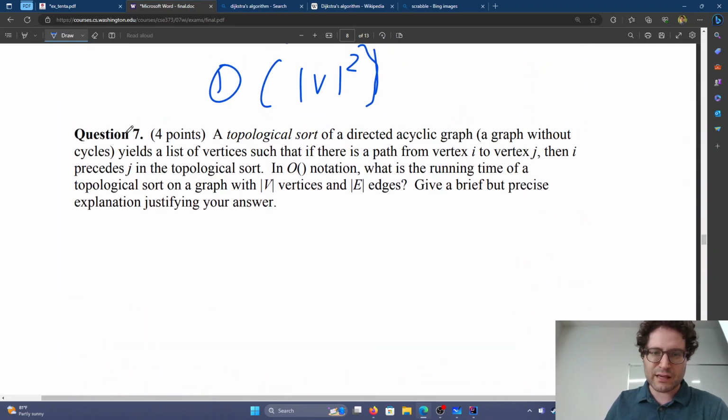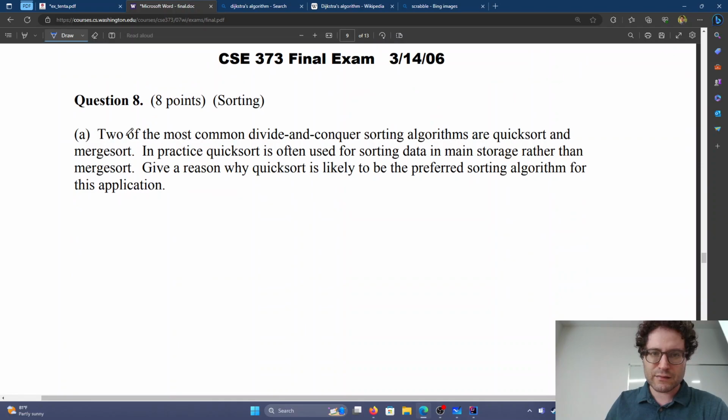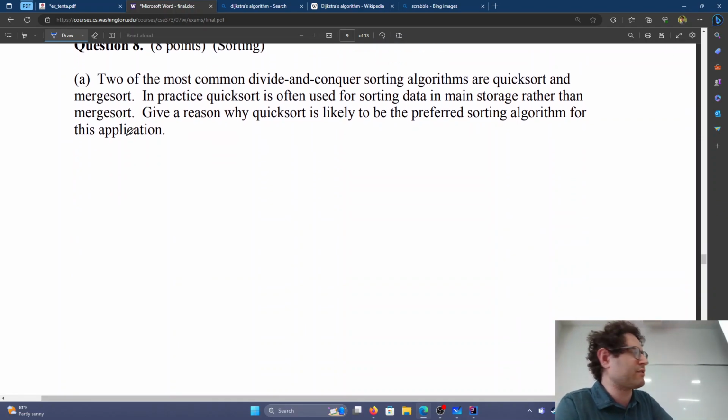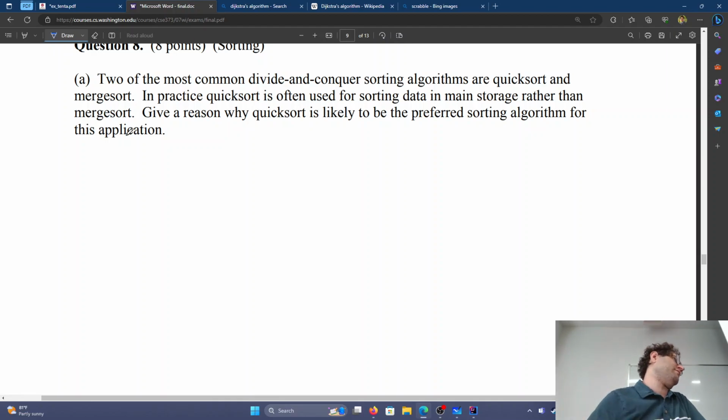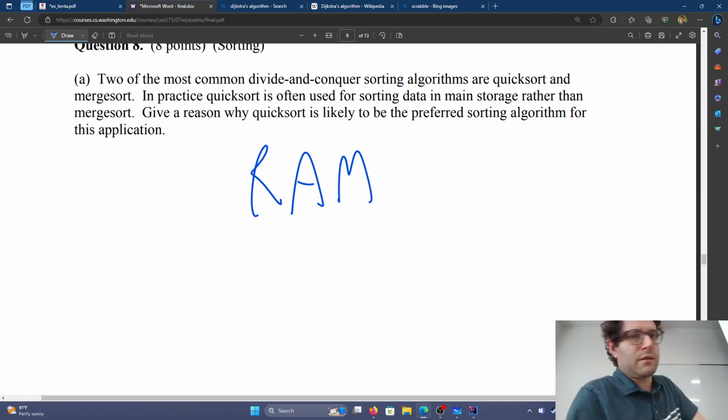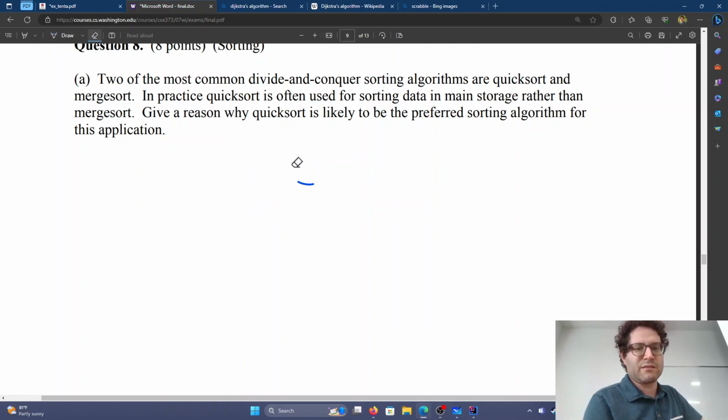So let's see. Two of the most common divide and conquer sorting algorithms are quicksort and merge sort. In practice, quicksort is used for data in main storage rather than merge sort. What is main storage? That's just a fancy way of writing RAM. Give a reason why quicksort is likely to be the preferred sorting algorithm over merge sort.